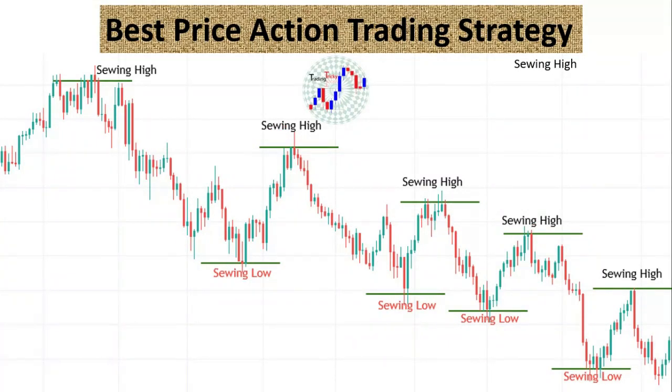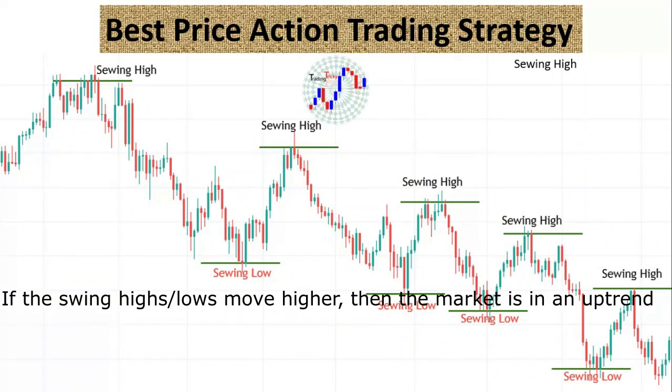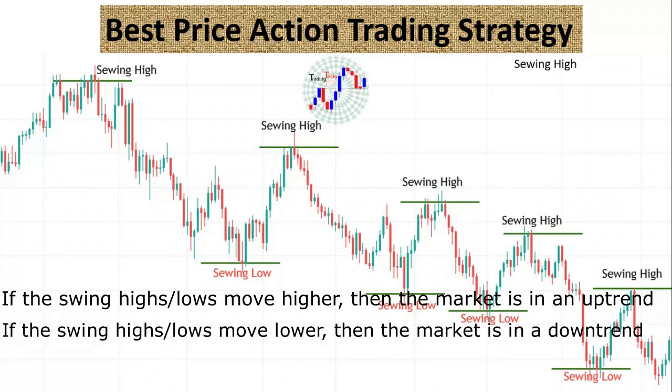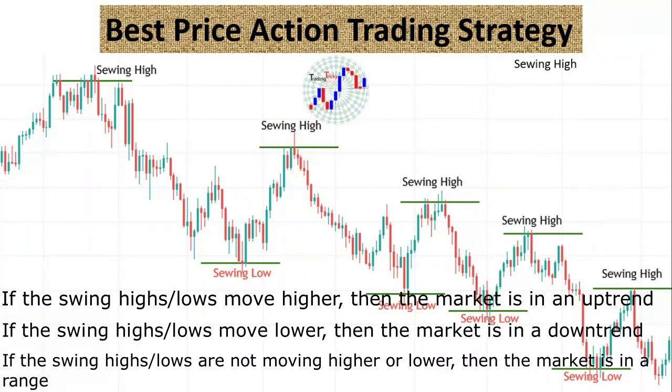This is important because it will let you know whether the market is in an uptrend, downtrend, or in a range. As a guideline, if the swing highs and lows move higher, the market is in an uptrend. If the swing highs and lows move lower, then the market is in a downtrend. If the swing highs and lows are not moving higher or lower, then the market is in a ranging market.